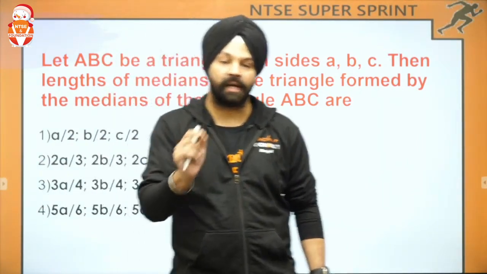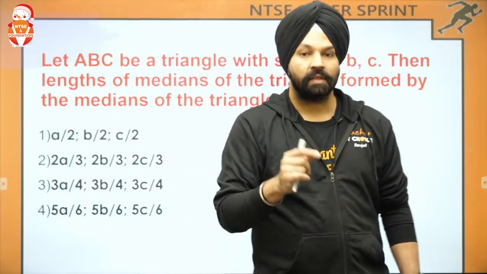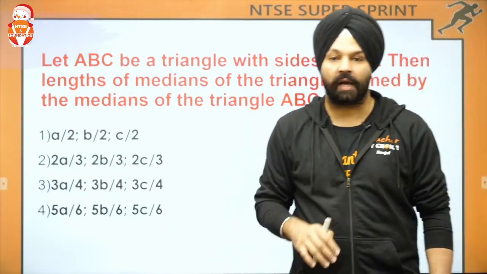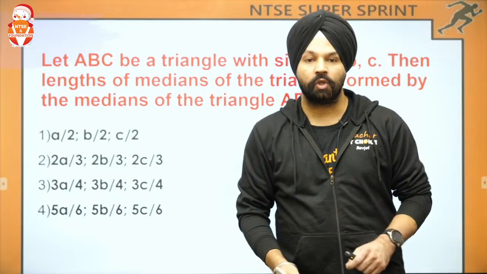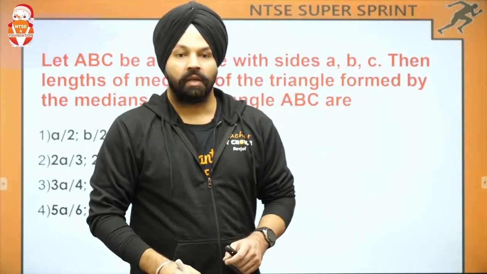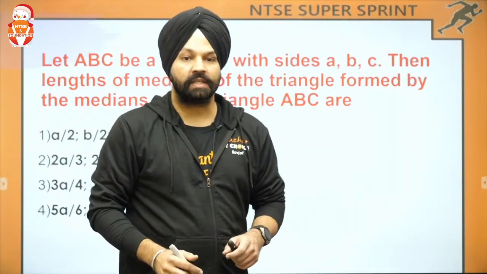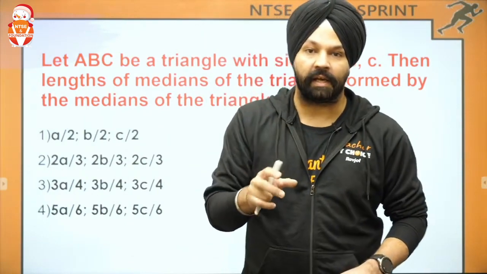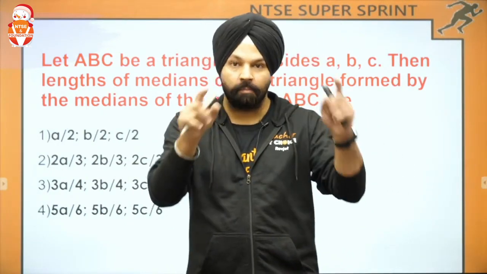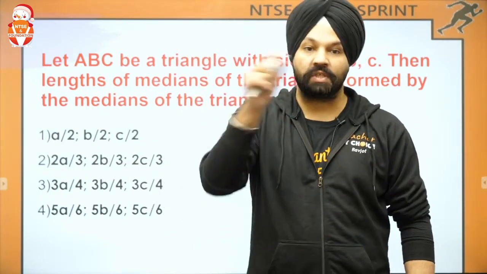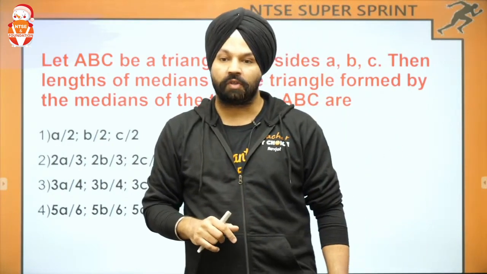Sides are always denoted by small letters. He says then the lengths of the medians of the triangle formed by the medians of the triangle ABC are... He is saying you have to make a triangle from the medians of ABC, and then you have to tell the lengths of its medians. You have to check.